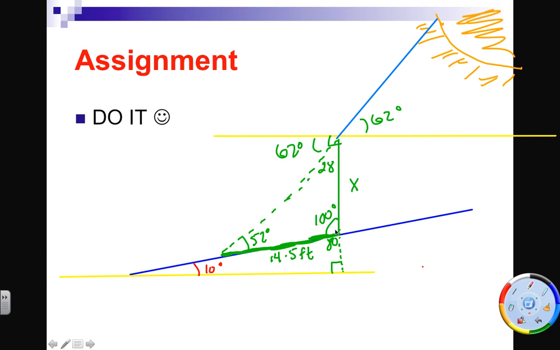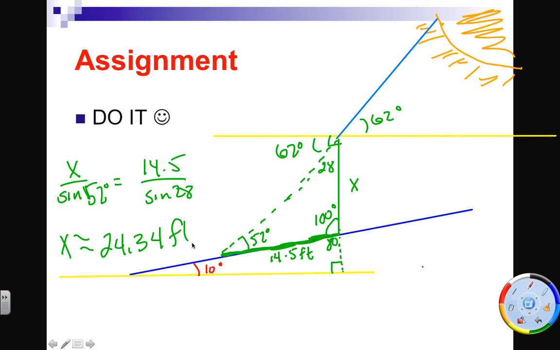And guess what? Now I have enough information to solve for that height. So x over the sine of 52 equals 14.5 over the sine of 28. Do a little quick math. Multiply both sides by sine of 52. I get x is equal to 14.5 times the sine of 52 divided by sine of 28. I get the height of the telephone pole to be 24.34 feet. See, it's all about being able to visualize.